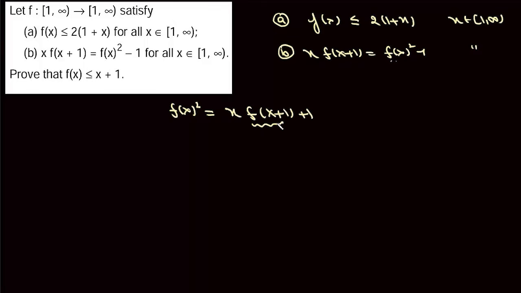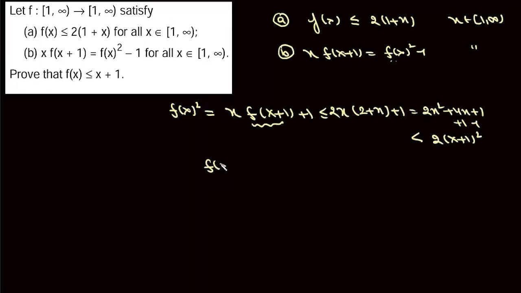Now from the first condition we can write f(x+1) ≤ 2(2 + x). So it will be less than or equal to x(2)(x+2) + 1, which is 2x² + 4x + 1. Now if we add 1 and subtract 1, it will be 2(x+1)². So it will be less than 2(x+1)², or we can simply write f(x) will be less than √2 (x+1).